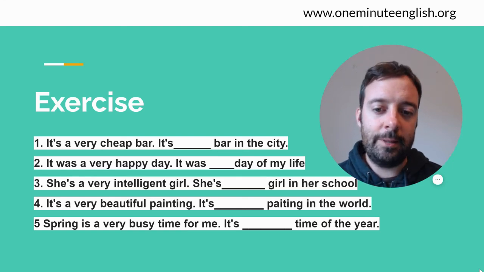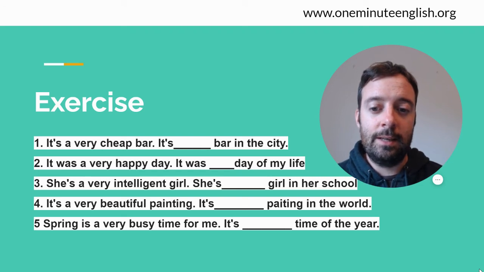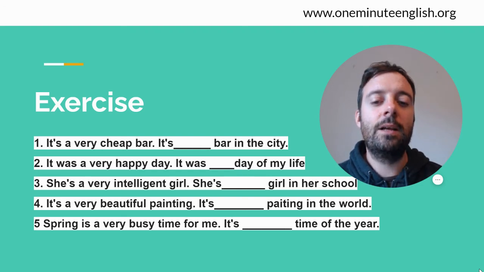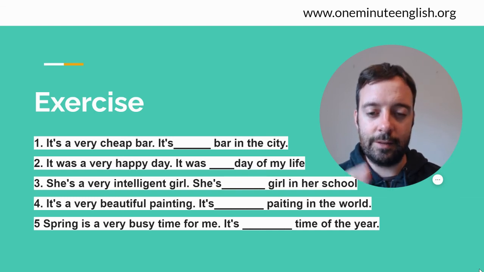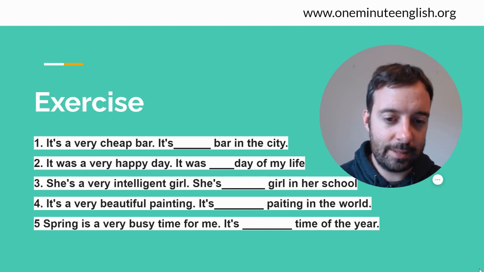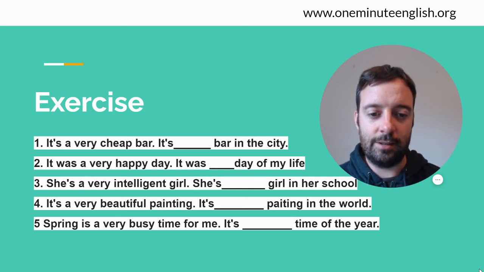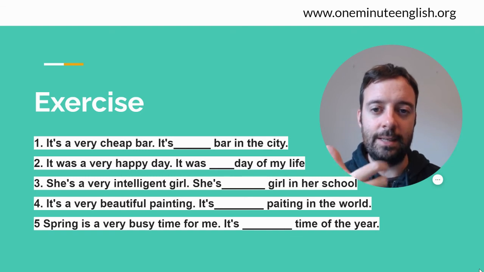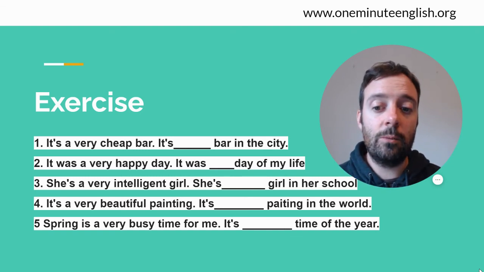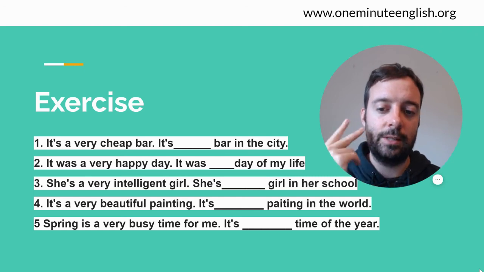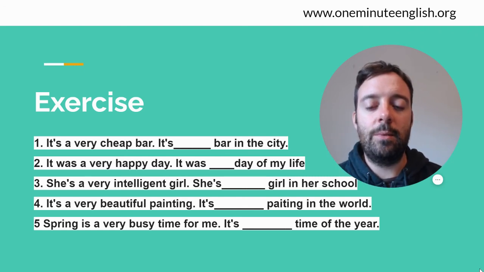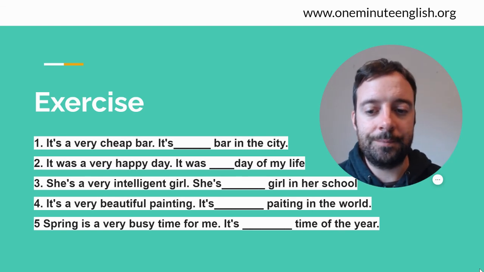It was a very happy day. This is the word with Y: the happiest day of my life. Don't forget the. It was the happiest day of my life. Number 3. She's a very intelligent girl. She's the most intelligent girl in her school. Intelligent, right? Longer words, we need the most plus adjective, right? She's the most intelligent girl in her school.